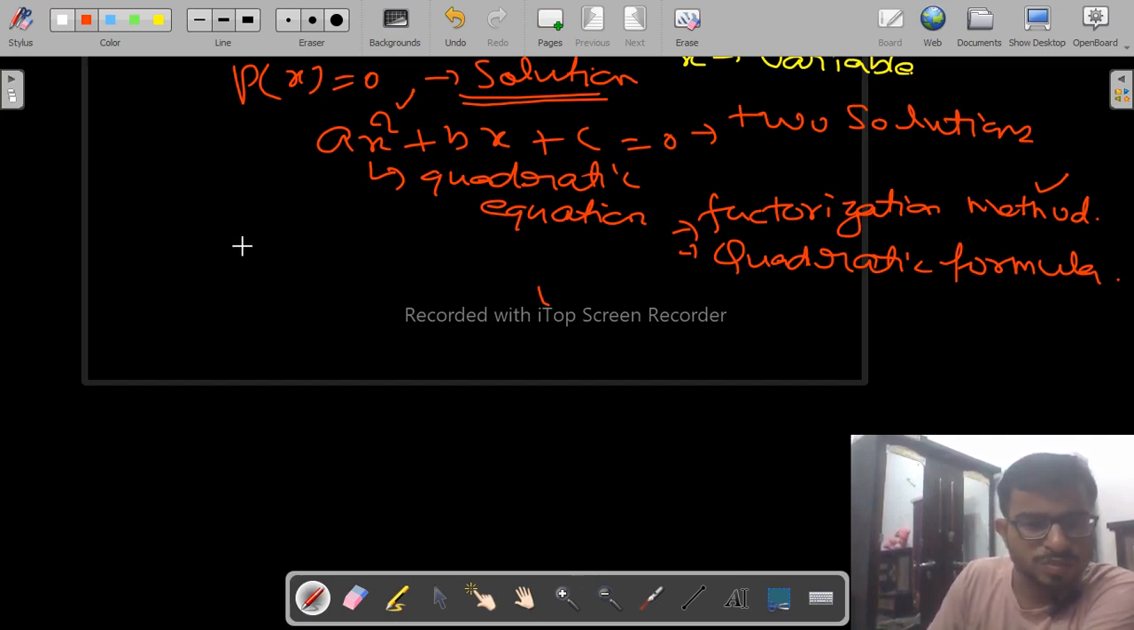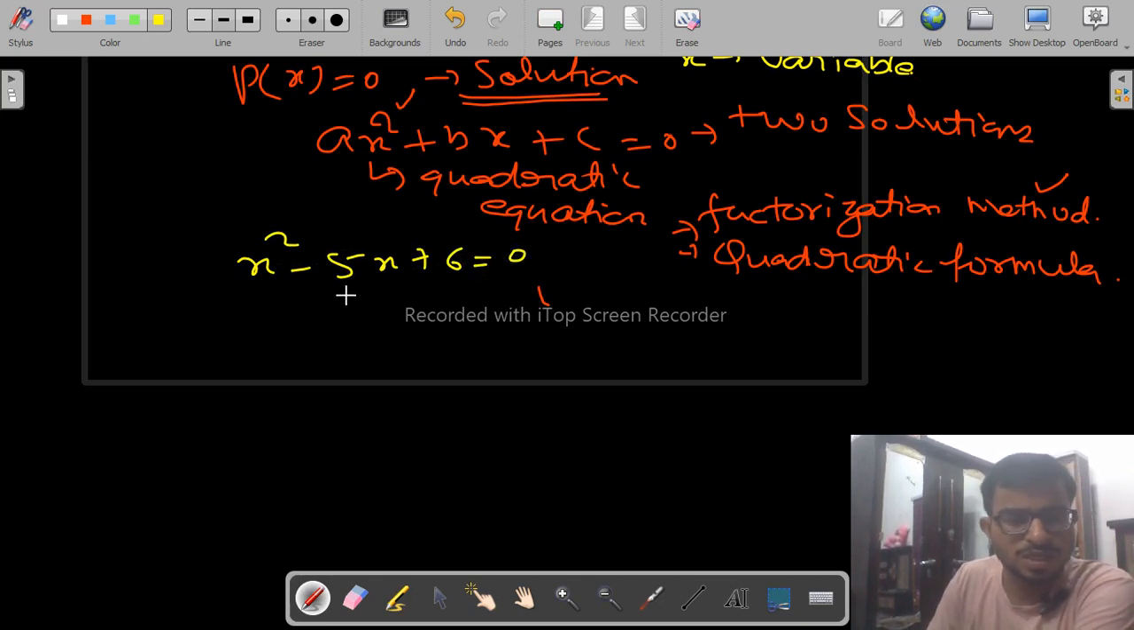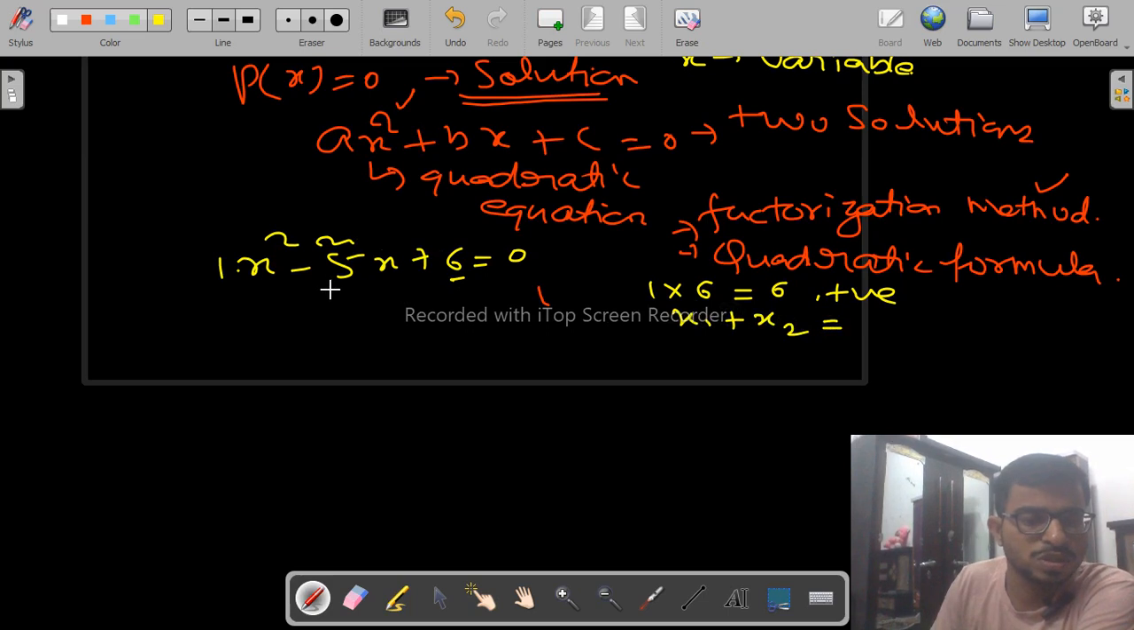Take one example. Suppose I take the quadratic equation x square minus 5x plus 6. By the splitting the middle term method, we can find the solution. Let's see how. Here the coefficient of x square is 1 and the constant term is 6. When you multiply 1 into 6, this is going to be positive 6. We have to find two numbers, suppose x1 and x2, such that the sum of those two is the absolute value of the coefficient of x, which is 5, and the product x1 into x2 should be 6.